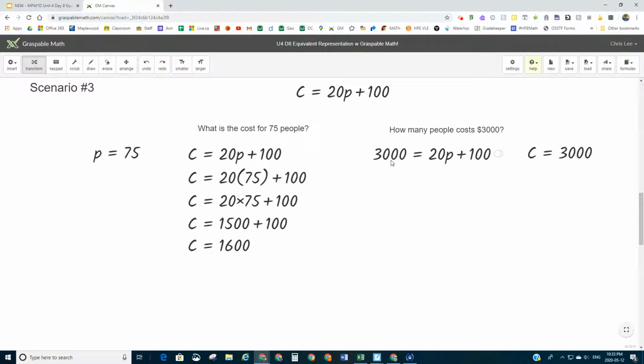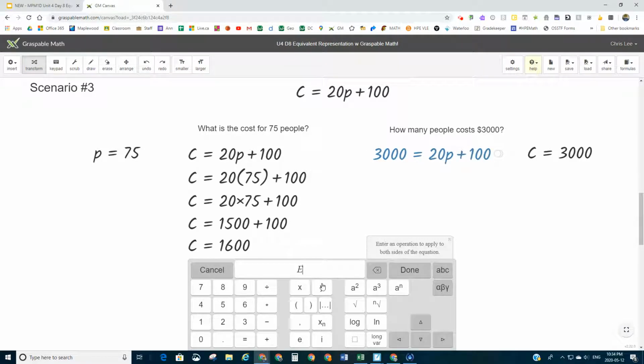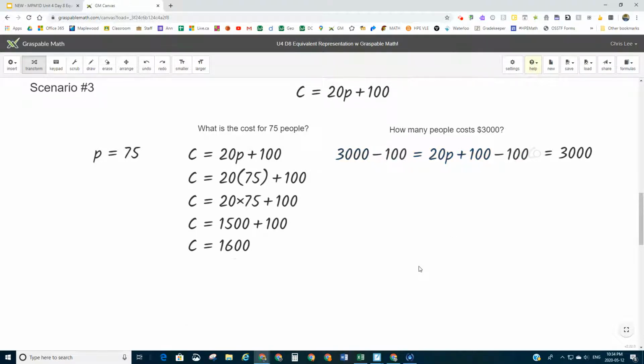So if the cost was $3,000, I know $100 goes towards that, so I have to subtract that 100 from both sides. So I'm going to click equals. Oops. If you don't hold it down long enough, it does that little switch. So I'm just going to undo that. If you click and hold it down enough, then it pops up. I've got the equation. I have to subtract 100 from both sides. So subtract 100. You can see those operations here.